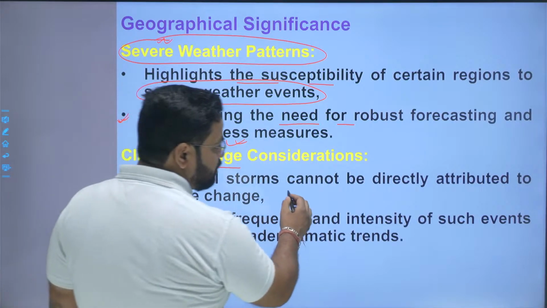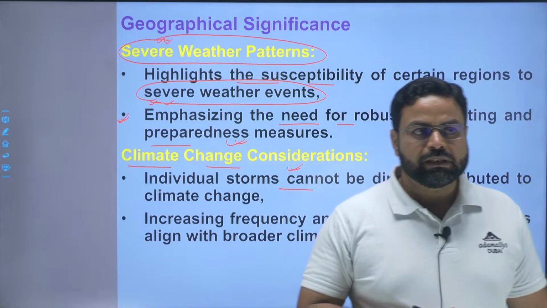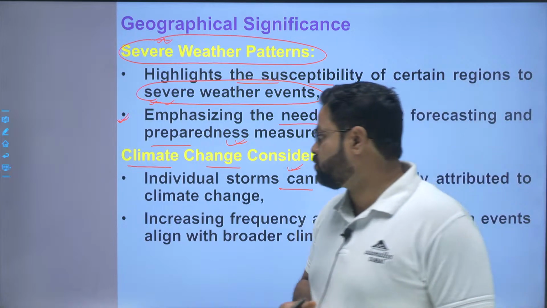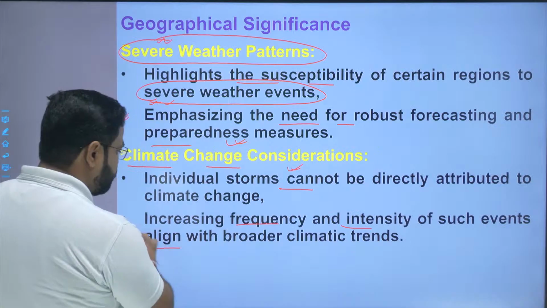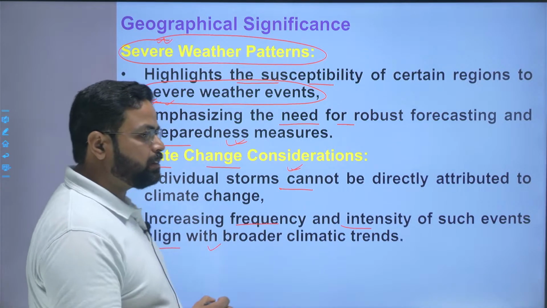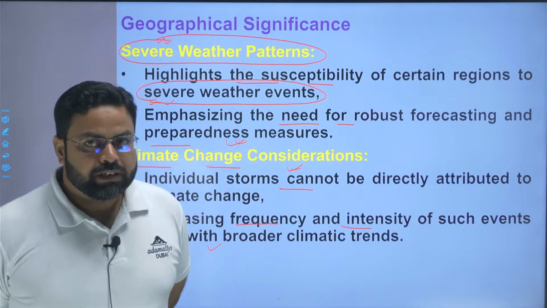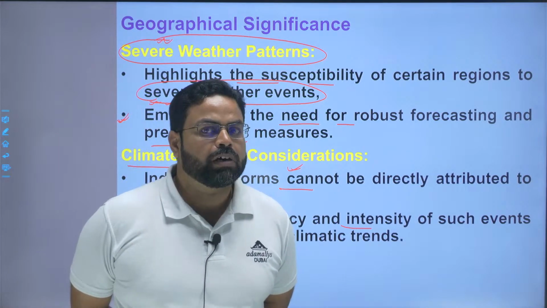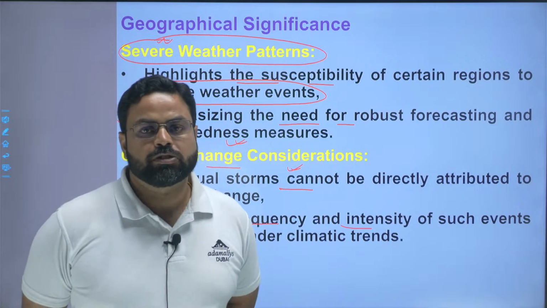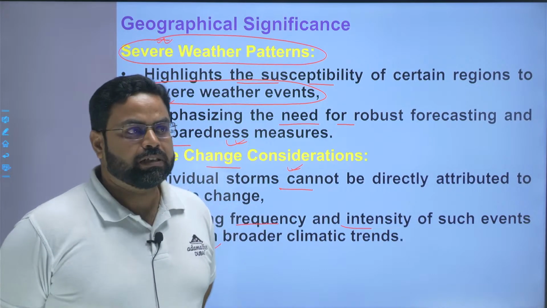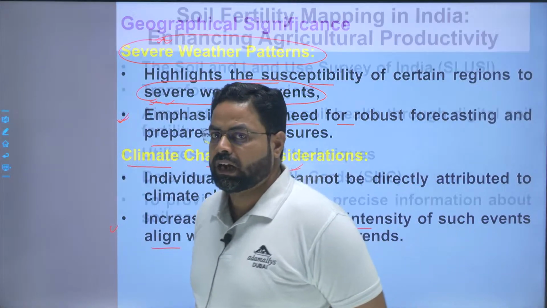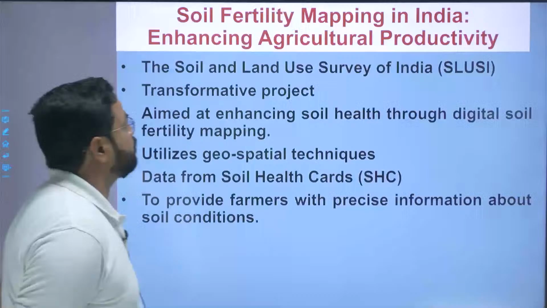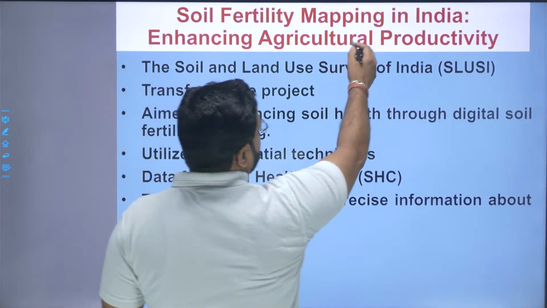So individual storms cannot be directly attributed to the effects of climate change. However, the changing pattern of these tornadoes, the increasing frequency and intensity of such events aligned with broader climate trends, this can tell us that climate change is also causing extreme events such as tornadoes, storms, etc. And for that matter, there is a need to take proactive steps so as to address the problem of climate change. The next important topic is soil fertility mapping in India.